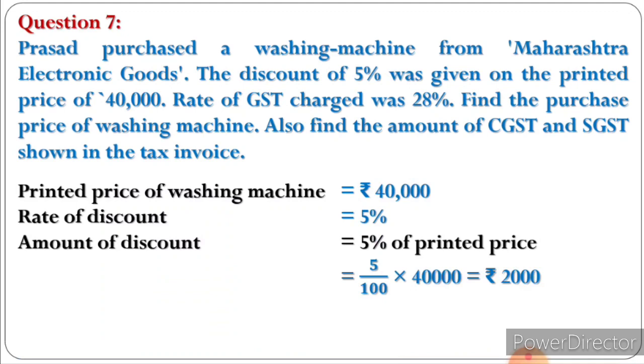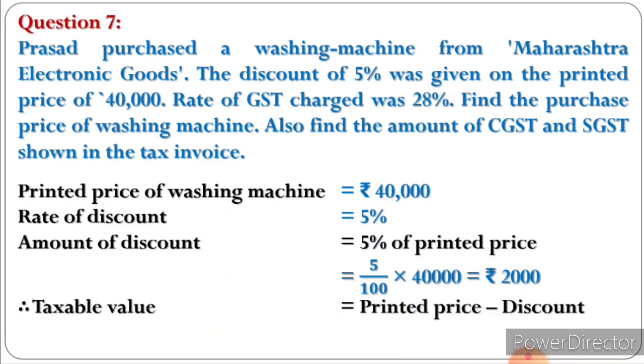So what will be the taxable value? It will be 38,000. So the taxable value will be printed price minus discount. 40,000 minus 2,000 is 38,000 rupees. So the taxable value of the washing machine is 38,000 rupees. On this, 28% GST is charged. So we will see what the final value of the washing machine will be after putting the 28% GST on 38,000 rupees.